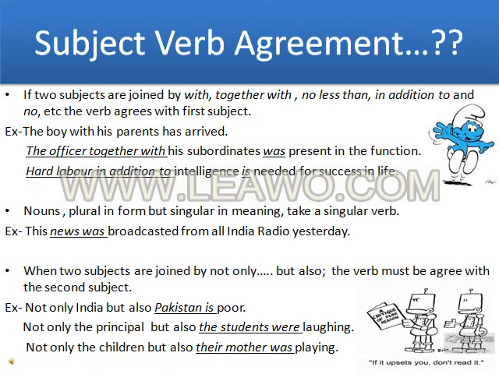Next rule, when two subjects are joined by not only but also, the verb must agree with the second subject. For example, not only India but also Pakistan is poor. Pakistan is the second subject. The second subject is singular, that's why the verb used here is singular. Next, not only the principal but also the students were laughing. Students is plural, that's why the verb used here is also plural. Now, not only the children but also their mother was playing. Their mother is singular, that's why the verb used here is also singular.